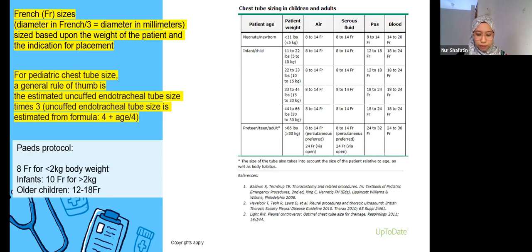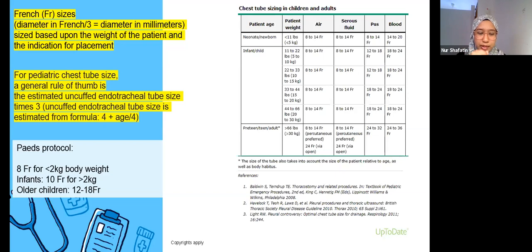Chest tubes are available in a wide range of French sizes and are sized based upon the weight of the patient and the indication for placement. So if we want to know the diameter of the tube in millimeters, we need to divide the diameter in French by 3.